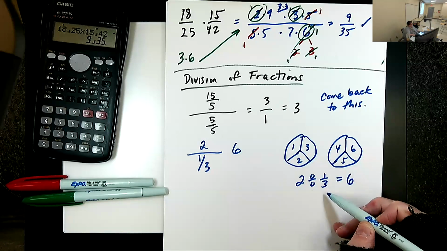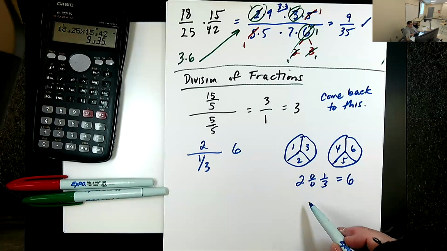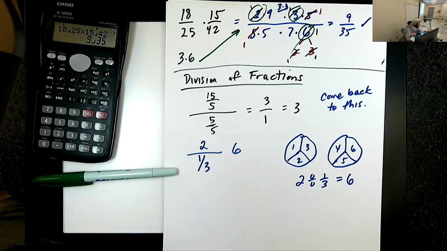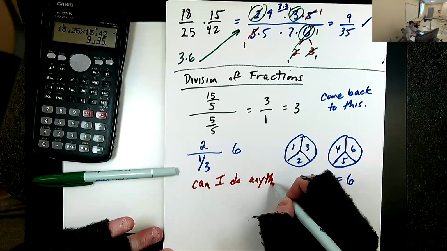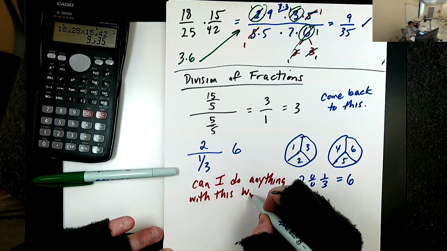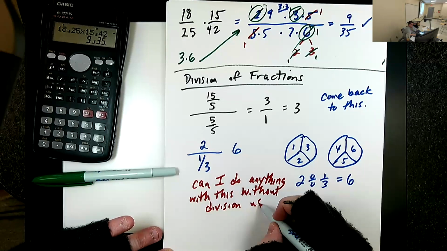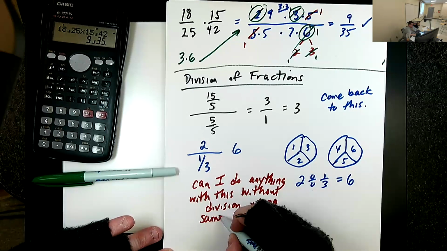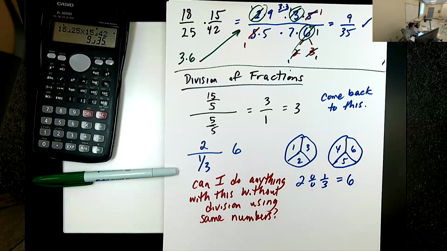If I don't like doing division and I wanted to do something else, does it look like there's something I could do? Can I do anything with this? Without division? Using the same numbers? What could I do with these numbers here that I could still get something that works?